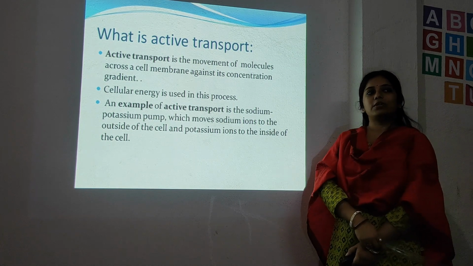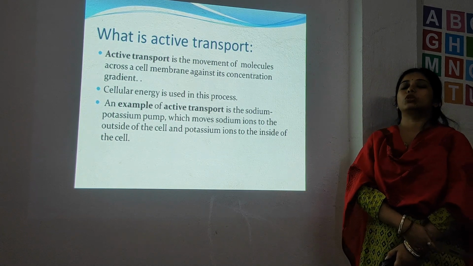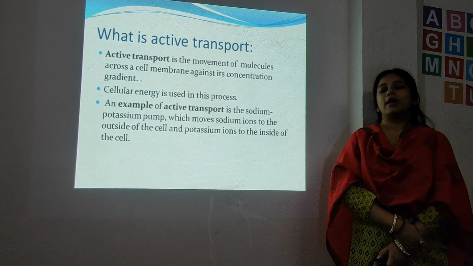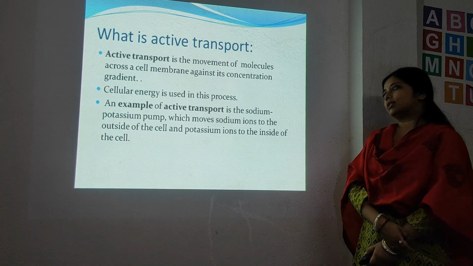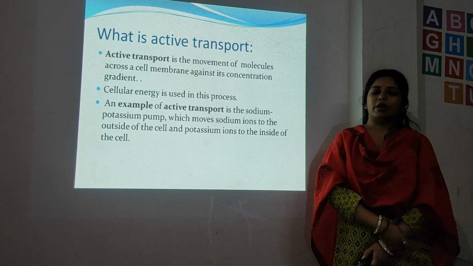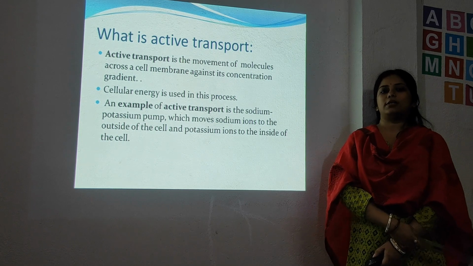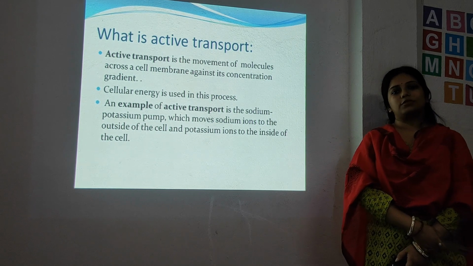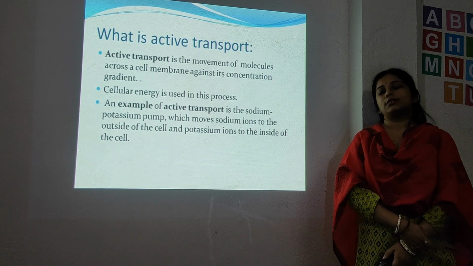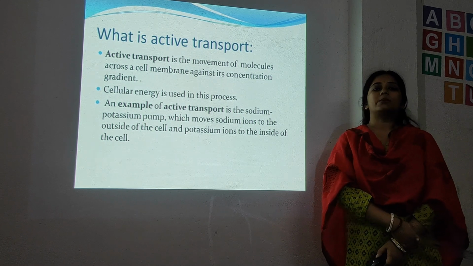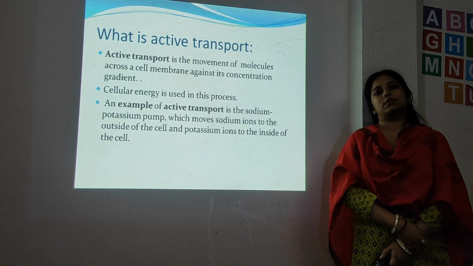What is an example of active transport? The example of active transport is the sodium-potassium pump, which moves sodium ions to the outside of the cell and potassium ions to the inside of the cell. Here, both the ions move against their concentration gradient, and the cellular energy produced by the expenditure of ATP is used in this process.